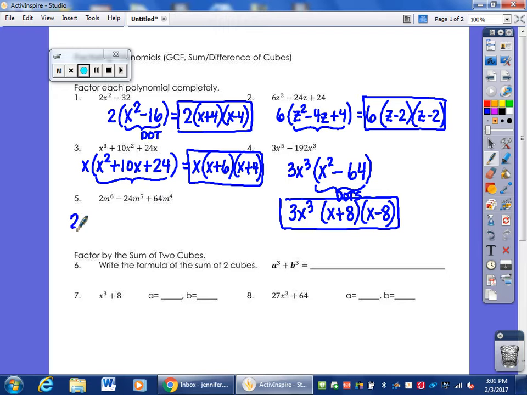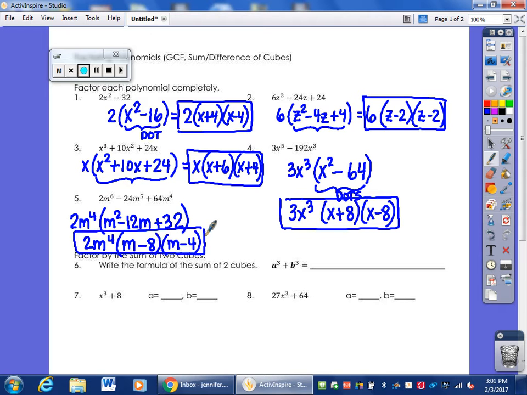On this one, they have a 2 in common and an n to the fourth, leaving me with n squared minus 12m plus 32. Okay, and then that would end up becoming m minus 8 and m minus 4. So that is factored completely.